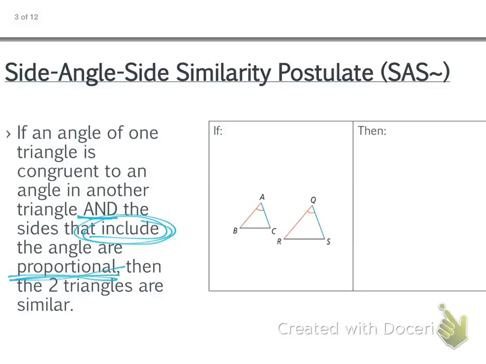So in this situation, if I zoom in here, angle A should be congruent to angle Q, and then the sides connected to the angles should be proportional. So AB matches with QR, and it should be proportional to AC matching with QS. And if we have that, the side angle side, then I could say triangle ABC is similar to triangle A matches with Q, B matches with R, and then C matches with S.